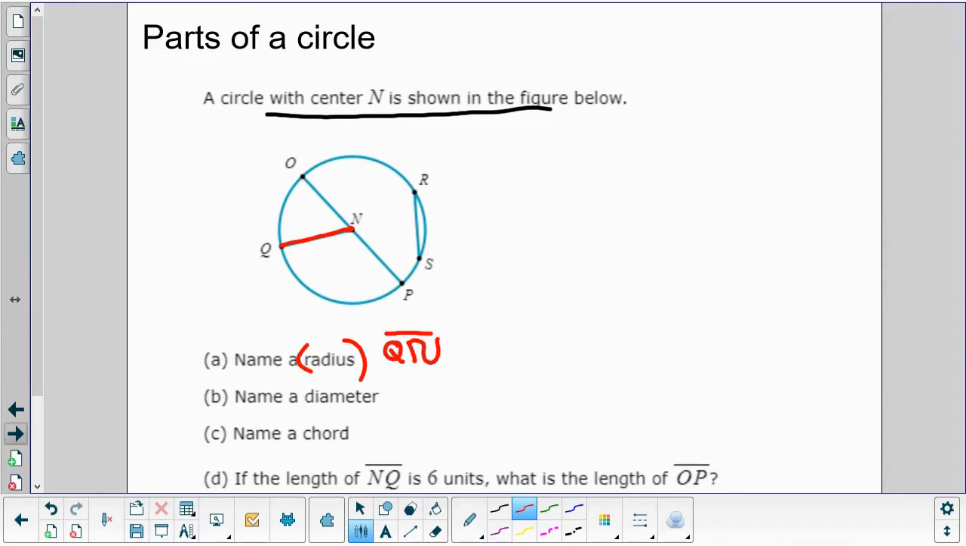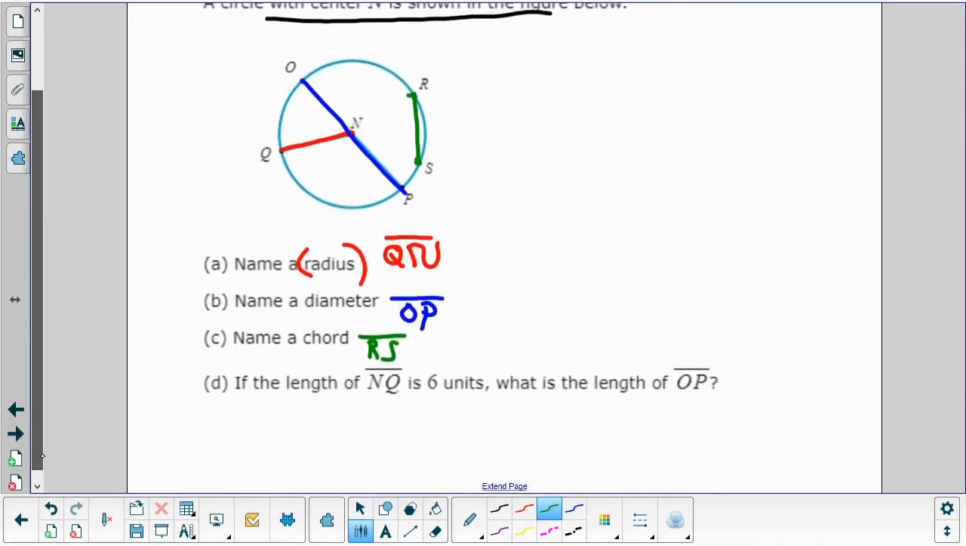Then our next one, name a diameter. That's going to be OP, because it's a blue line there. All the way across, we got OP. Name a chord. The chord that we can see off to the right side there is that little segment. That's green, and that's going to be segment RS. So that is our chord.